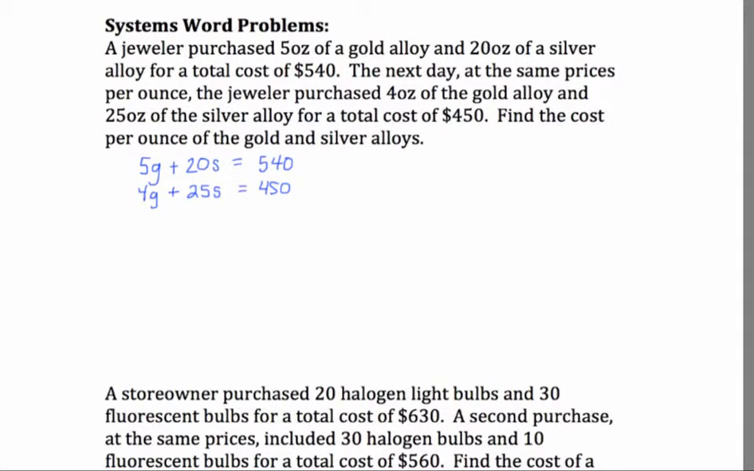Let's use the addition method. I'm going to work with the G, the gold. I'll try to get that to eliminate. I need to change the sign, so I'll make one of them negative. And then I'll multiply by a 4 on top and a 5 on the bottom. That'll change the coefficient of my G's to negative 20 and 20. Distribute.